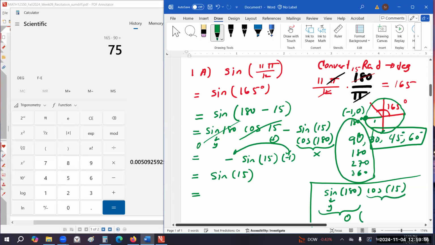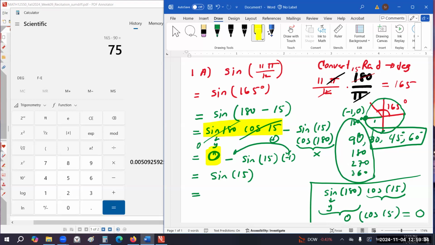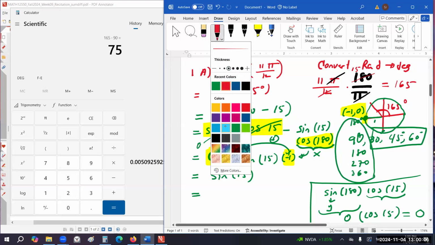So we are multiplying 0 times cosine 15. 0 times anything is 0. That's why the first part here, sine 180 times cosine 15, is simply 0. And cosine represents the x value. The x value at 180 degrees is -1, so cosine 180 is -1, because here x is -1 and y is 0. So -1 times negative sine 15 gives us positive sine 15. But unfortunately, we still have no idea what sine 15 is. So we apply the sum or difference angle again.